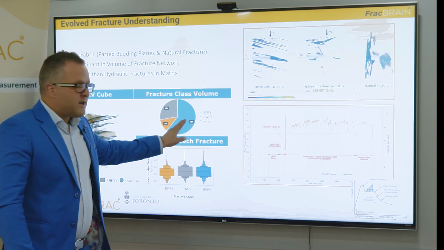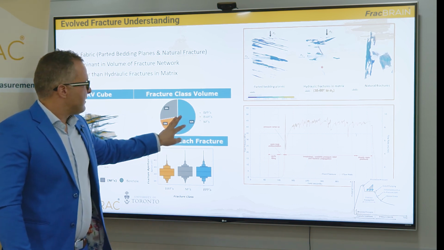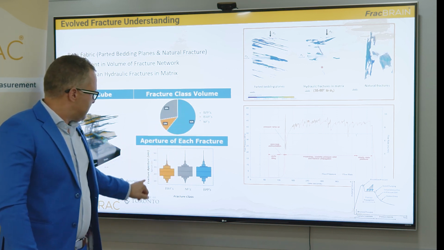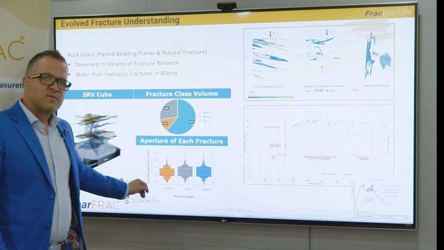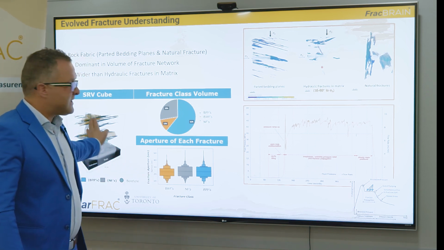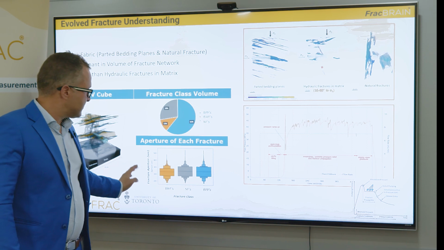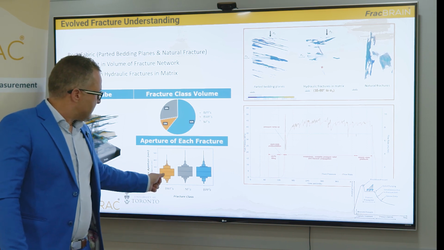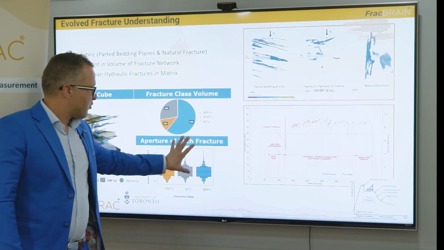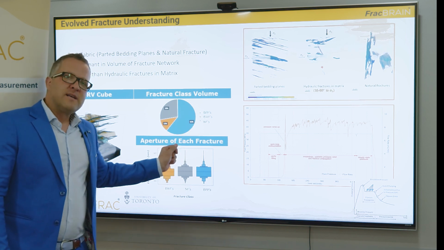So bedding plane parting in this experiment seems to be the primary stimulated rock volume. Additionally, if we look at the fracture aperture, because we have such a high resolution of this cube, we can measure the aperture of each classification of fractures. We can break these out and you can see the aperture of each, but the key to this portion of the slide pack is the aperture.